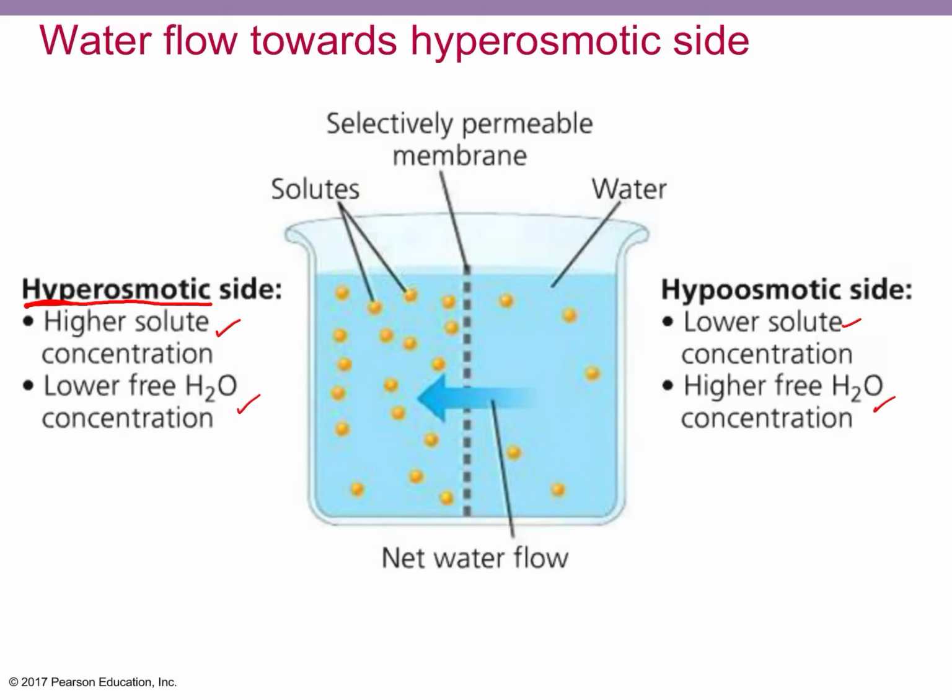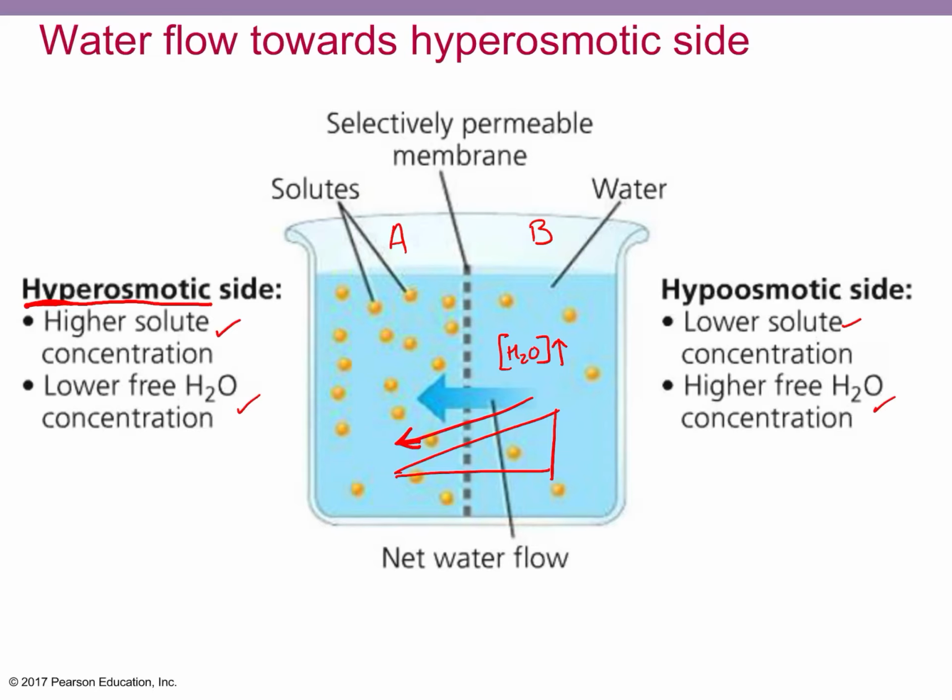So looking at water only, let's just name these side A and side B. Side B has a higher water concentration. So water will flow down its concentration gradient, towards the opposite side. So water will flow from side B towards side A. And that's the osmotic pressure.